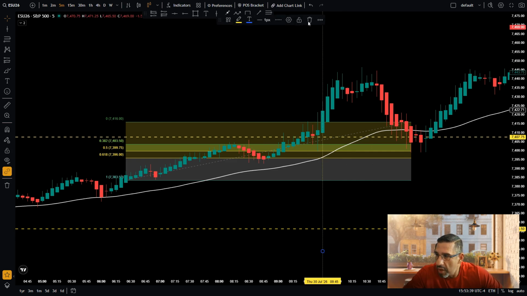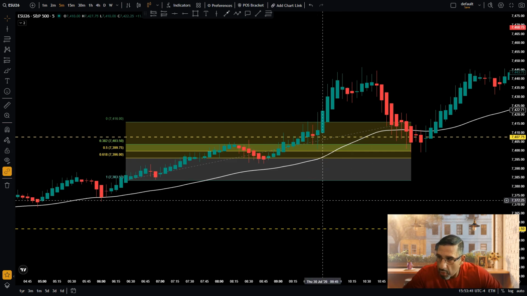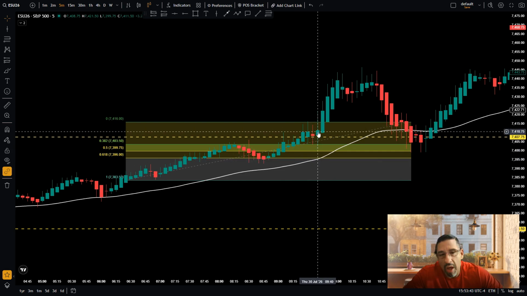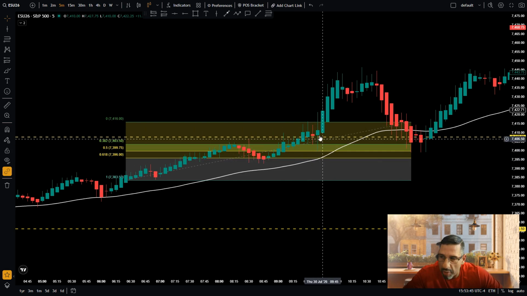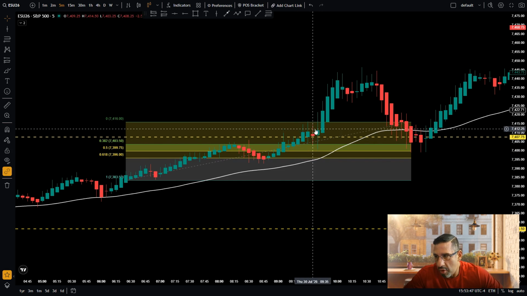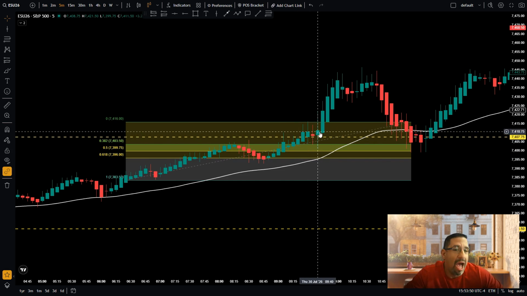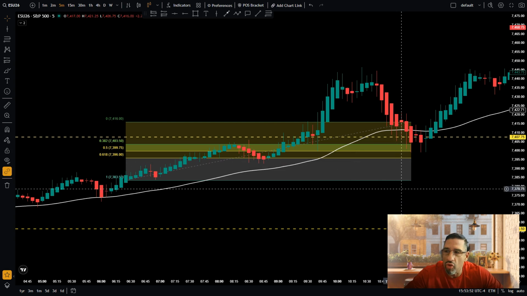Let me remove this so you can see what I mean. You see this candle here? It broke the previous high candle, broke the previous candle. So it went higher than the last one. That's a higher high. That's the basic of market structure.